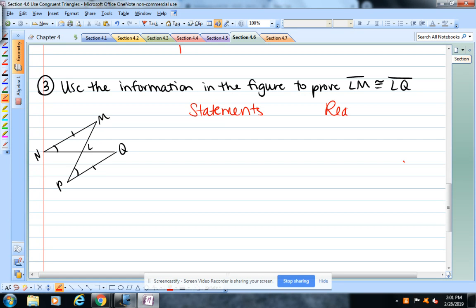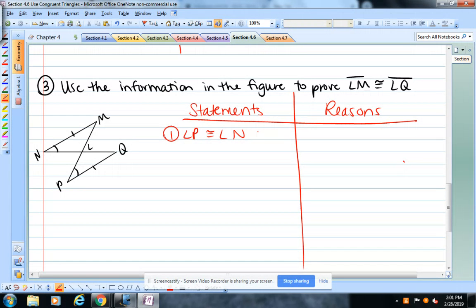Statements and reasons. Oh, that's crooked, sorry. Now, what all is marked congruent in this picture? Angle P is congruent to angle N. And what else is marked congruent? Segment NM in the top triangle is congruent to PQ in the bottom triangle. And all those are given, right? And if you want to put parentheses, from the picture.